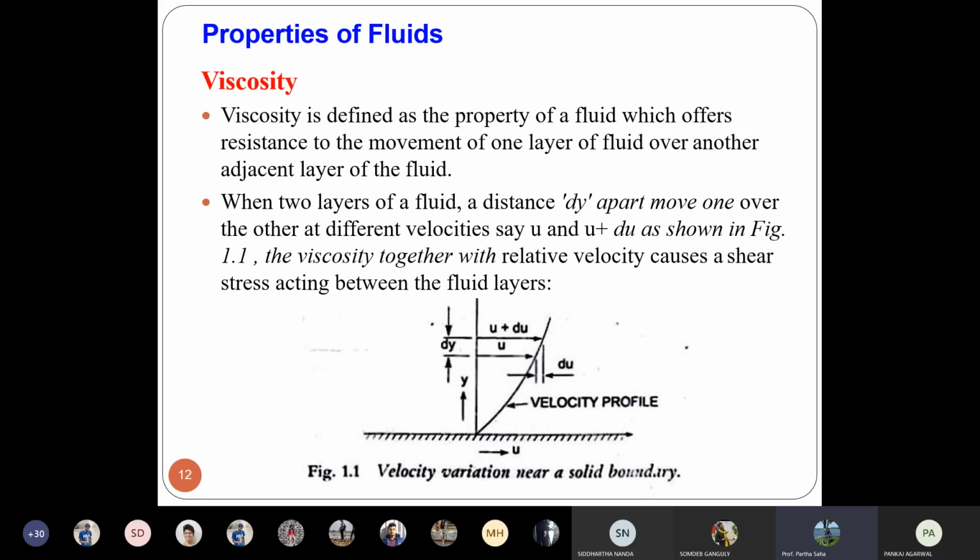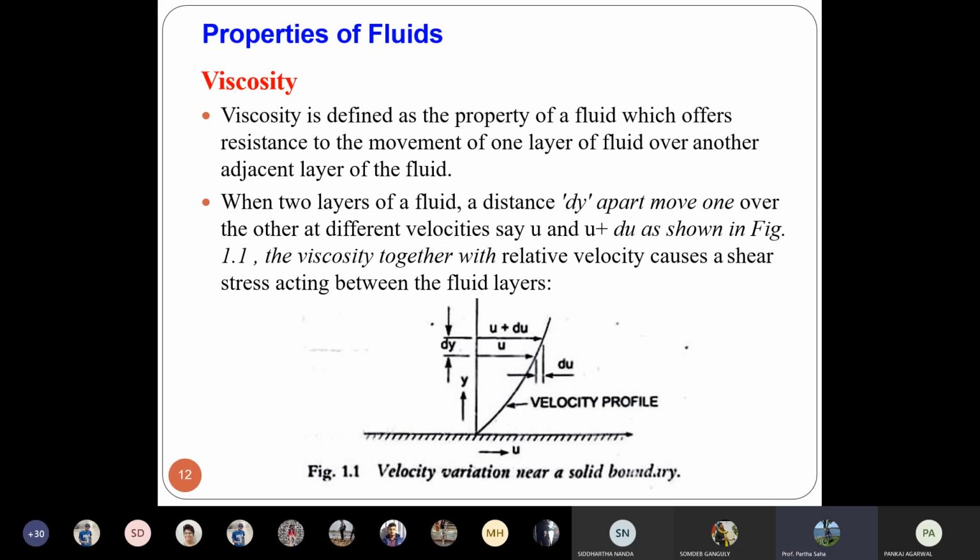If you look at this schematic diagram, the x-axis is the velocity, whereas the y-axis is the distance, and the nonlinear curve is the velocity profile. So what happens when there are two layers of fluid moving one past another? Some sort of resistance develops between these two layers of fluid, which tries to resist the movement of one layer of fluid over another.